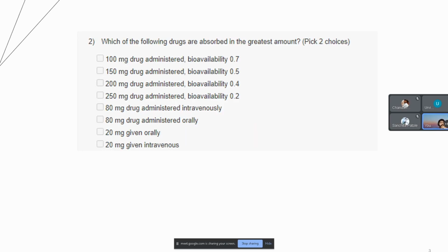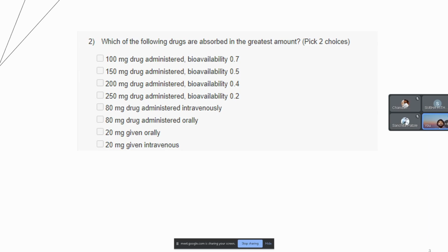So let's look at the next question. Which of the following drugs are absorbed in the greatest amount? You must have read about bioavailability and what the area under the curve is and all those things, right? Sir, I just joined. I have joined the course only now. Oh, I see. Okay, then let me assume that none of you have gone through the week one lectures.